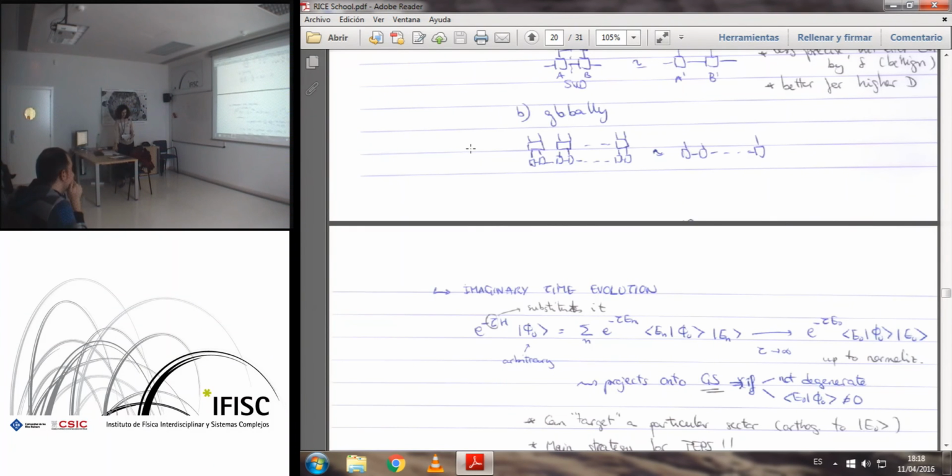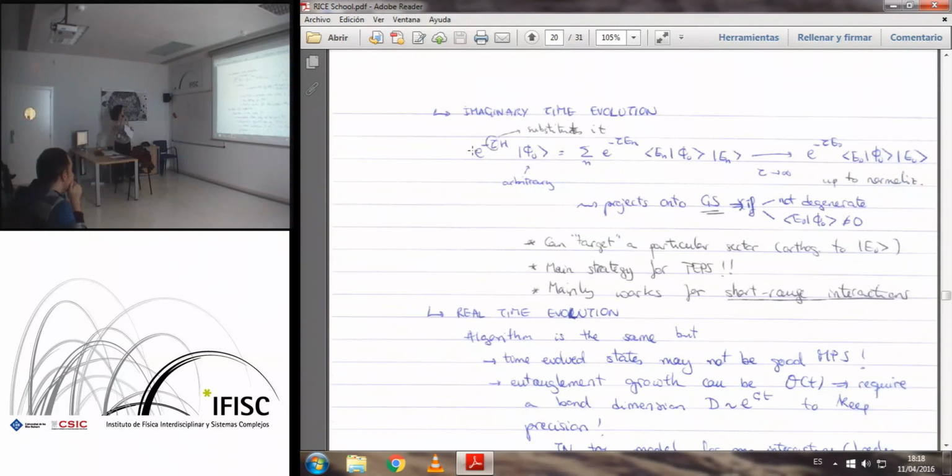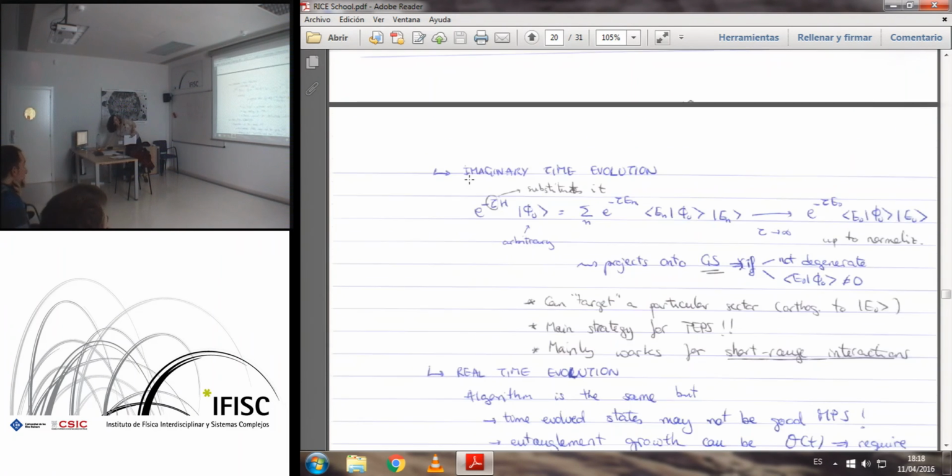You can do this for imaginary time evolution, meaning that instead of the real unitary exponential, you use a real tau instead of the it. And this tau corresponds to imaginary time. It corresponds to t being imaginary, right? And the idea of imaginary time evolution is like a projection, a progressive projection onto the ground state.